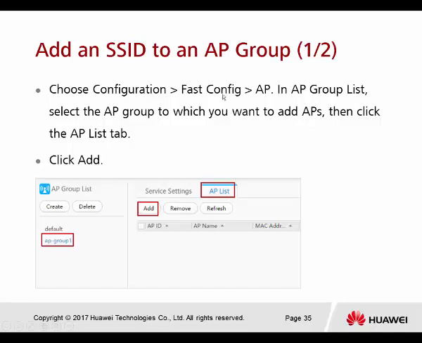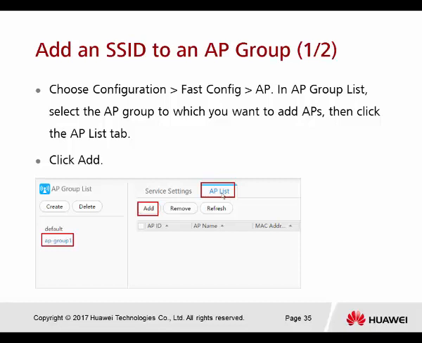The next step is going to the fast config AP. In the AP group list, select the AP group to which you want to add the AP, then click the AP list tab. So we click on the AP group. Just now we went to the service settings, which allow us to configure the SSID. Now we click on the second one, AP list. Which APs will belong to this group?